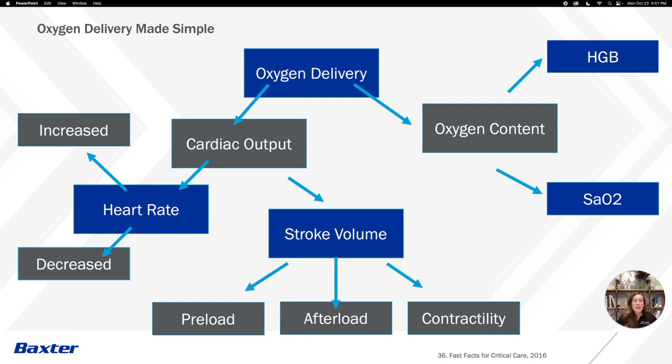As we close out this lecture, I want to remind us, as we think about the literature and think about treatment choices, the goal is obviously to maximize oxygen delivery in our patient. And this is an oversimplification of the oxygen delivery sort of equation.